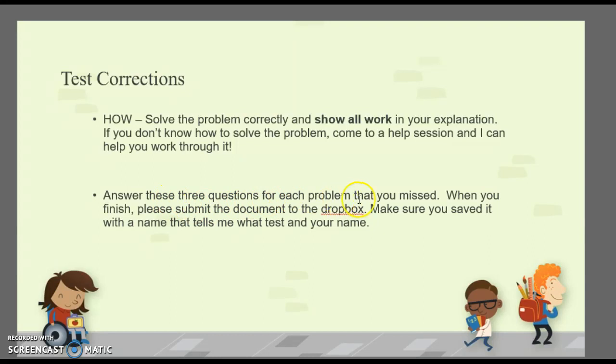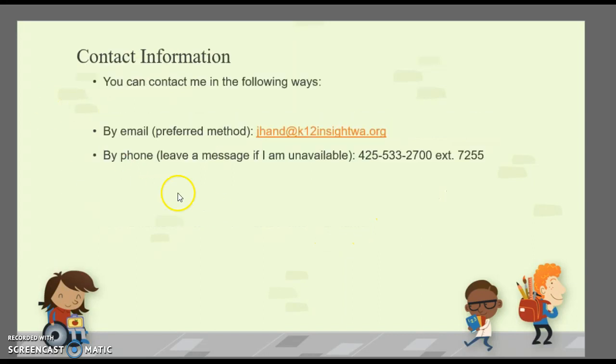So answer these 3 questions for each problem that you missed. When you finish, please submit the document to the Dropbox where you find the worksheet, and make sure you saved it with a name that tells me what test and your name. So that's for test corrections.